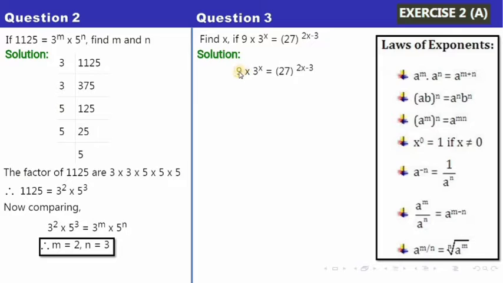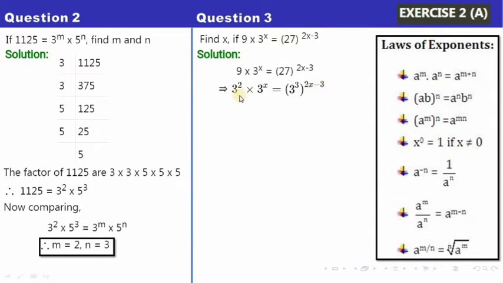Now when you factorize, 9 can be written as 3 square, because 9 is 3 into 3, isn't it? So instead of this 9 I have written 3 square. And similar to this, 27 can be written as 3 cube. So instead of 27 I have written 3 cube out here, and outside we have got the power 2x minus 3, so that's why 2x minus 3 is kept as it is.